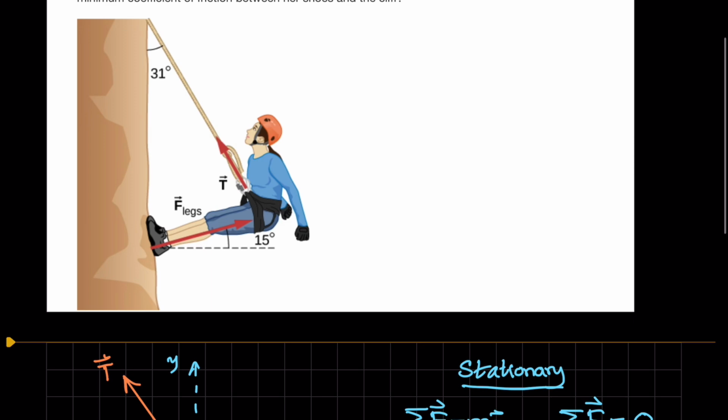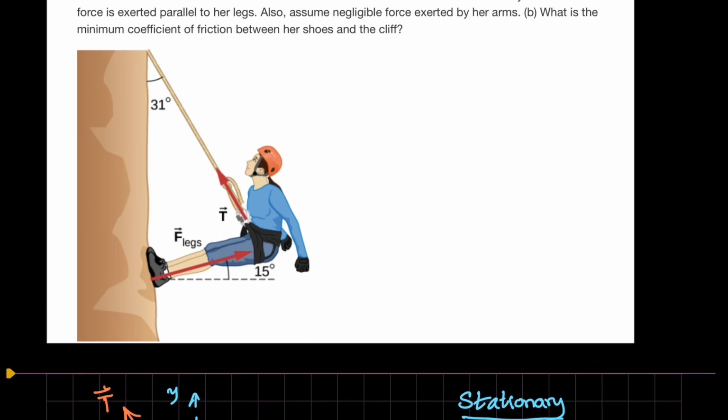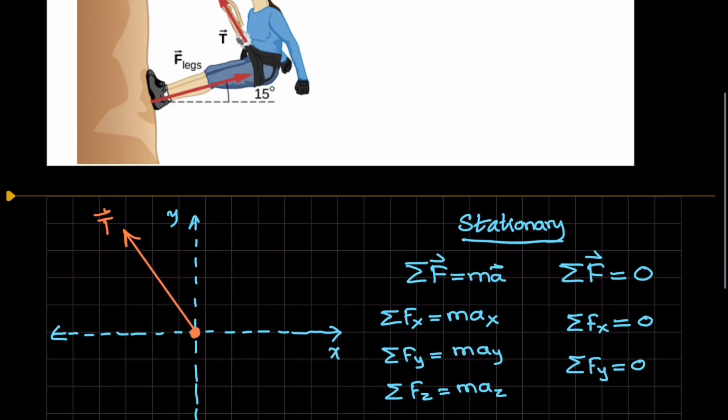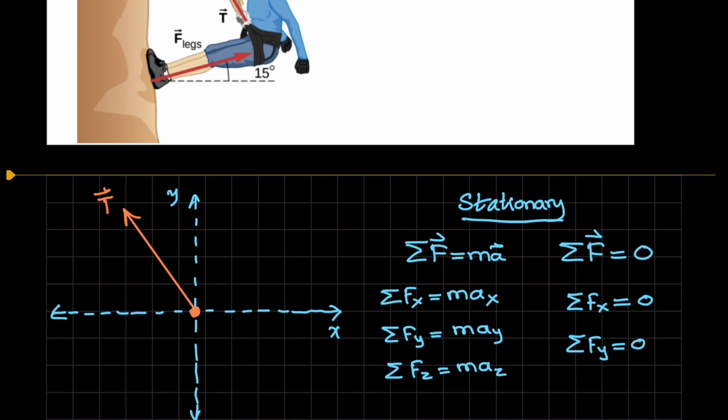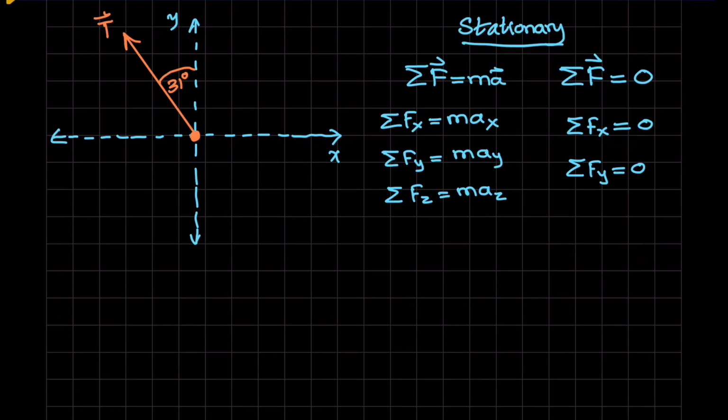And there is an angle that we have, right? So the angle from the wall to the rope is 31 degrees. And you can figure out that this is also 31 degrees. So how do I know that's 31 degrees?